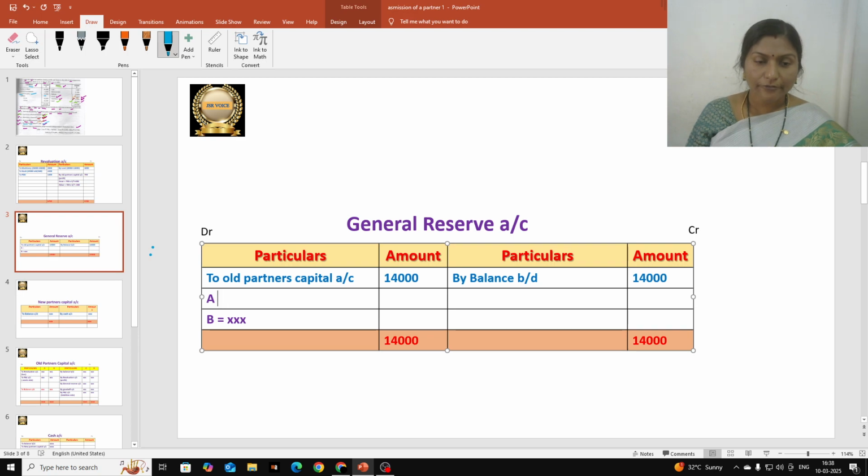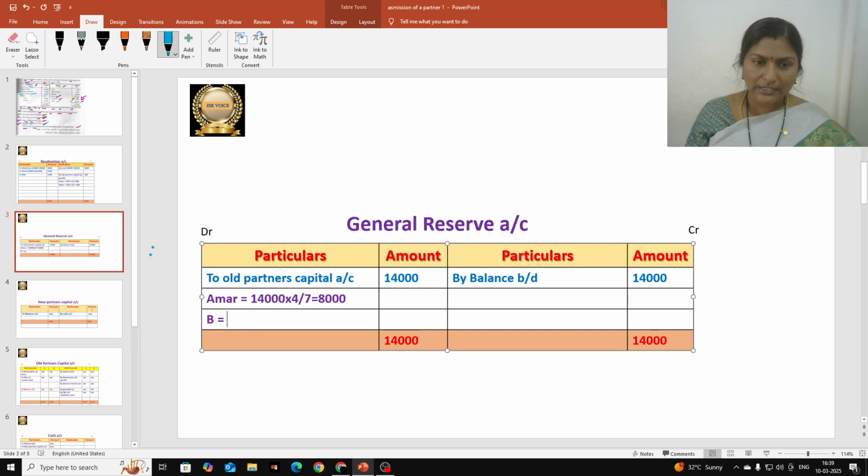What are the names of our partners in our problem? Amar and Akbar. So let us write Amar is equal to 14,000, and what is the ratio that we should take here? 4 by 7. We should distribute in this way. So 14,000 into 4 by 7. How much do we get? 8,000 we get. 8,000 we should write, we should distribute here for Amar.